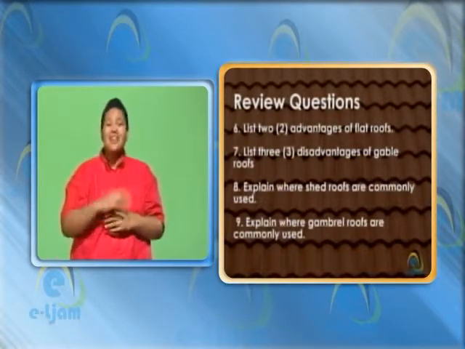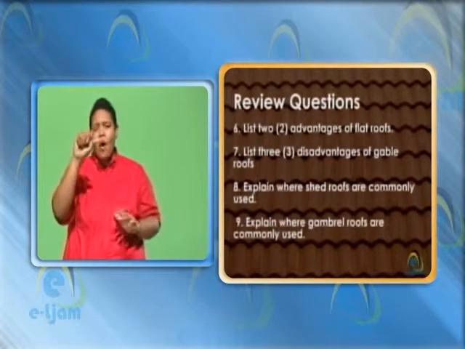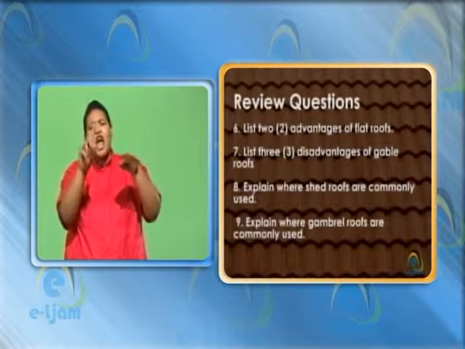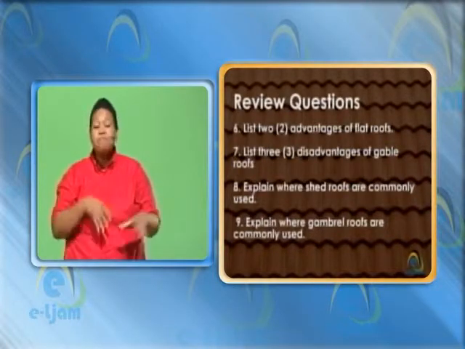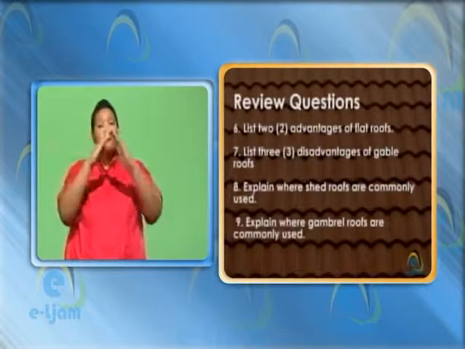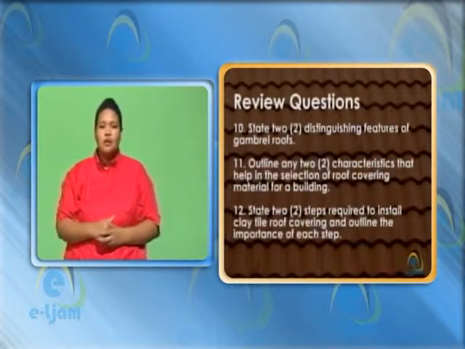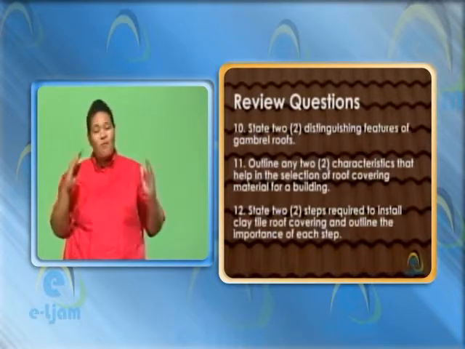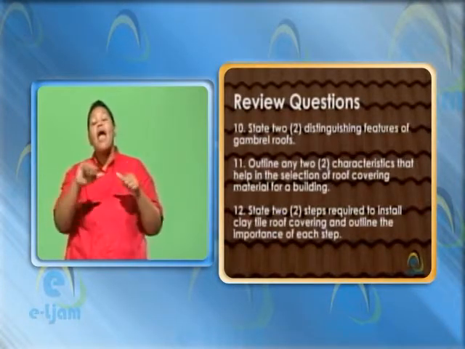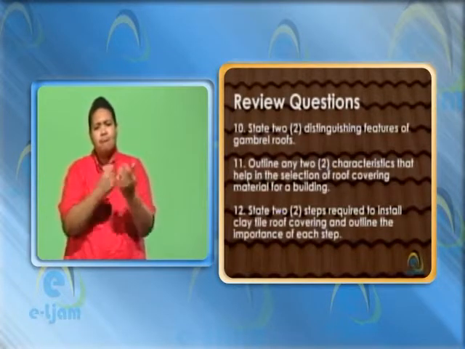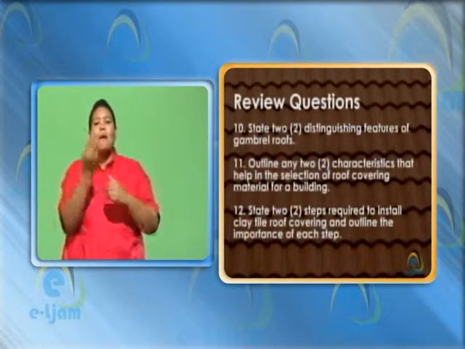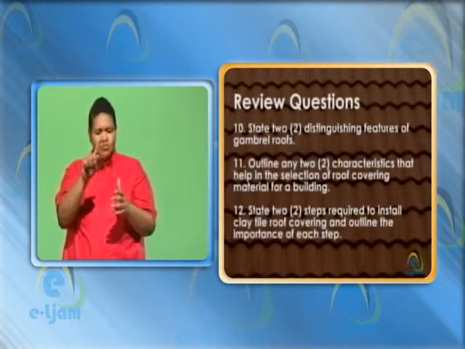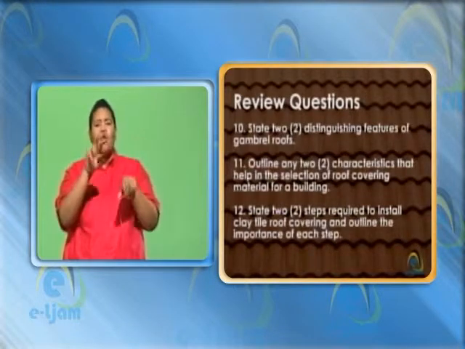7. List 3 disadvantages of gable roofs. 8. Explain where shed roofs are commonly used. 9. Explain where gambrel roofs are commonly used. 10. State 2 distinguishing features of gambrel roofs. 11. Outline any 2 characteristics that help in the selection of roof covering material for a building. 12. State 2 steps required to install clay tile roof covering and outline the importance of each step.